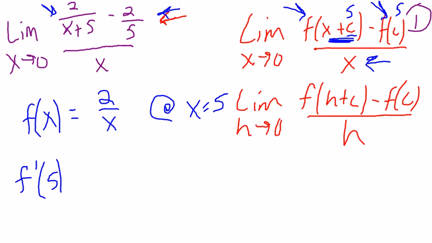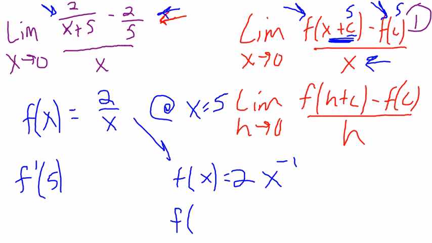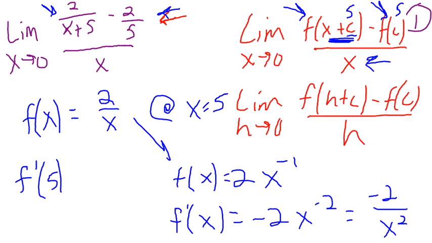f of x could be rewritten as 2 times x to the negative 1, because that's how I put a fraction in the base. I write it that way so that I can then use the power rule on it. So f prime of x, the derivative of that, is, I use the power rule, I multiply the negative 1 by the 2, that gives me negative 2, and then I rewrite my x and reduce the power by 1. When I reduce the power by 1, I go from negative 1 to negative 2. And I could rewrite that as negative 2 over x squared.